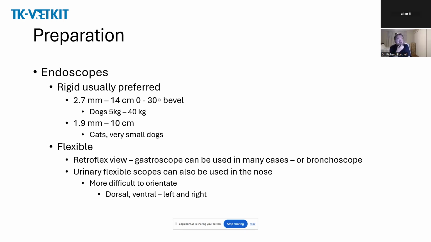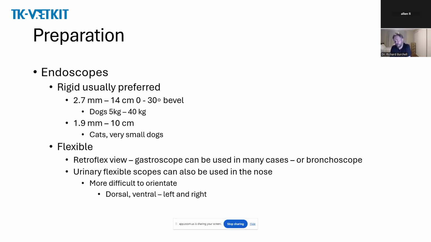You can also use a flexible scope, particularly for the retroflex view. That's when we will retroflex, or we will curve the scope open 180. We'll hook it over the soft palate and pull it into the back of the nose and look at the nasopharynx. You can use a gastroscope for that. Sometimes you can use a bronchoscope. And if you have a very, very narrow, like a 3 or 4 millimeter flexible scope, you can also use that for rhinoscopy. And some clinicians prefer that.